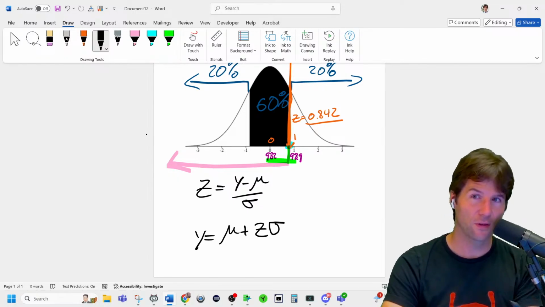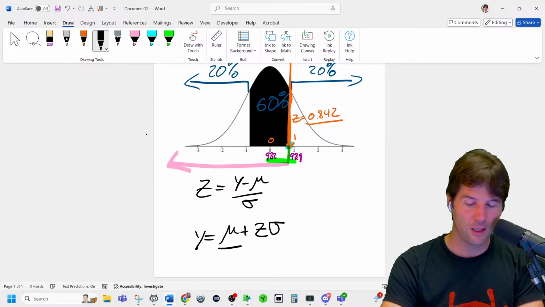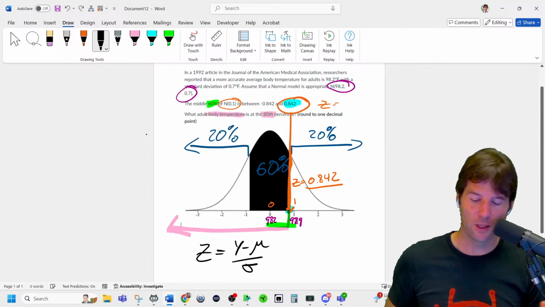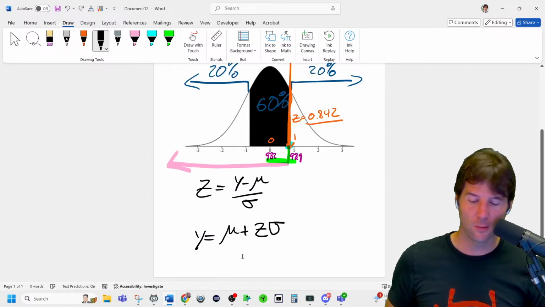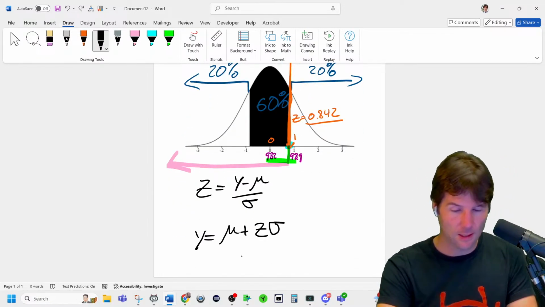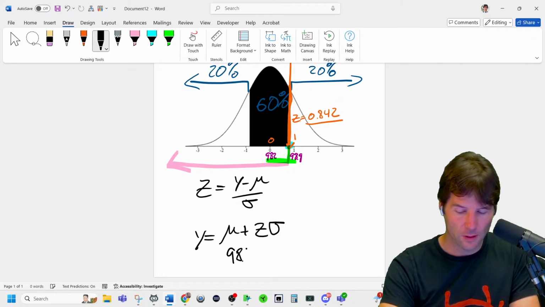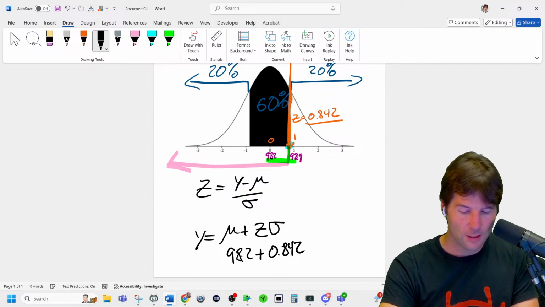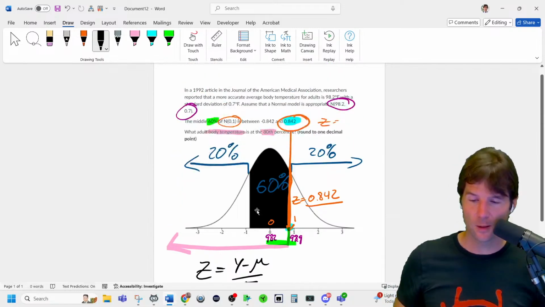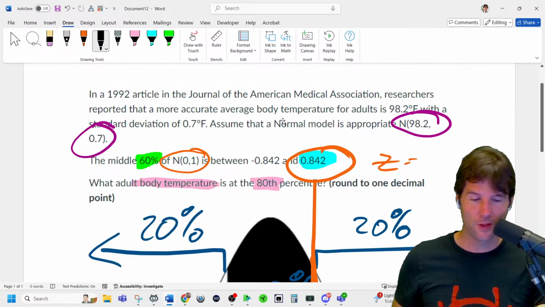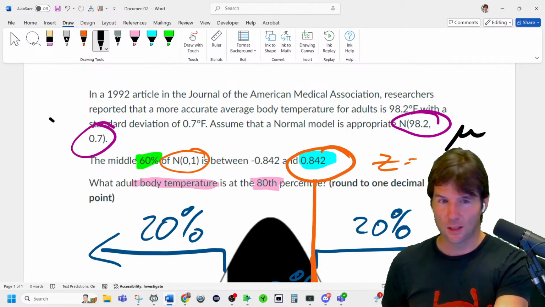All you're doing is solving for y, and you're also basically stating what the z-score is, that it's how many standard deviations something is above or below the mean, because look, here's the mean. So with that, we plug in our numbers right here, and we get the mean of 98.2 plus the z-score of 0.842 times the standard deviation of 0.7. And this information is found up here when you look at the original data of the mean and the standard deviation.